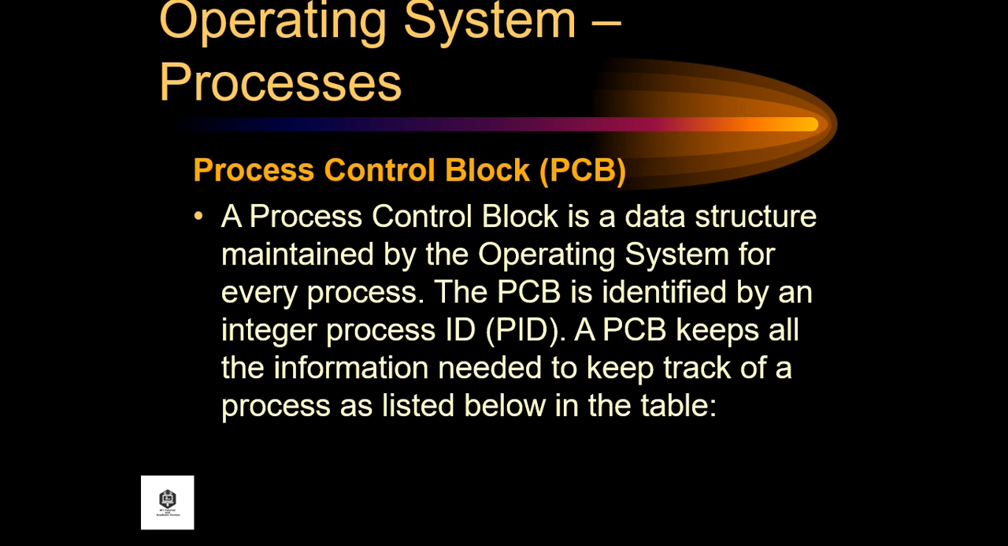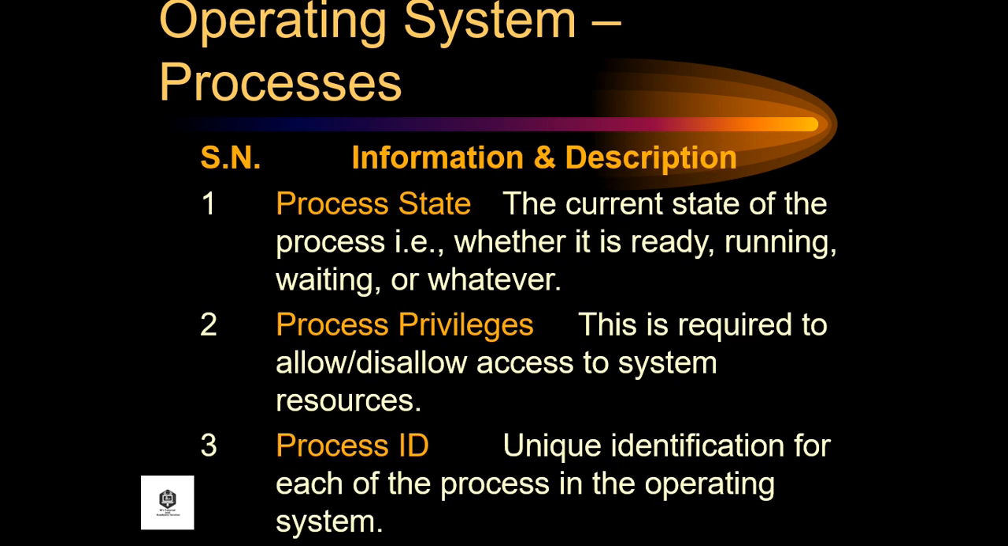Process Control Block or PCB. A process control block is a data structure maintained by the operating system for every process. The PCB is identified by an integer process ID or PID. A PCB keeps all the information needed to keep track of a process as listed below in the table. So here's the information and description.